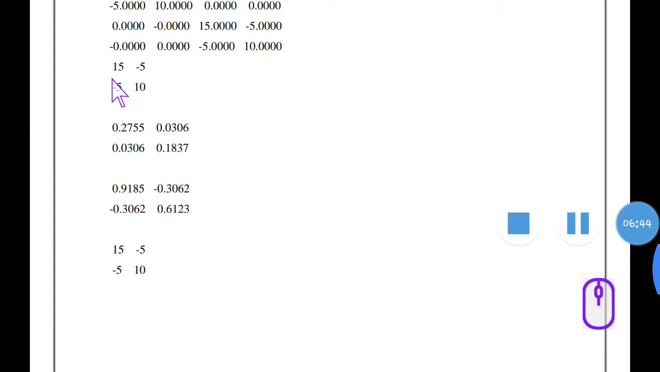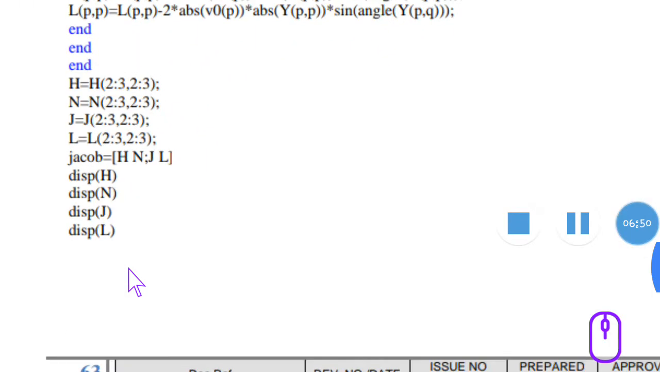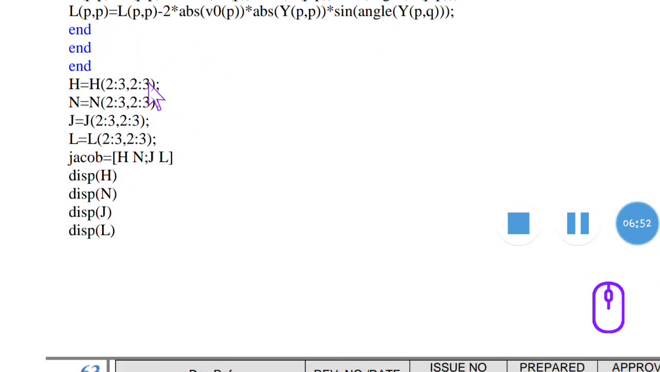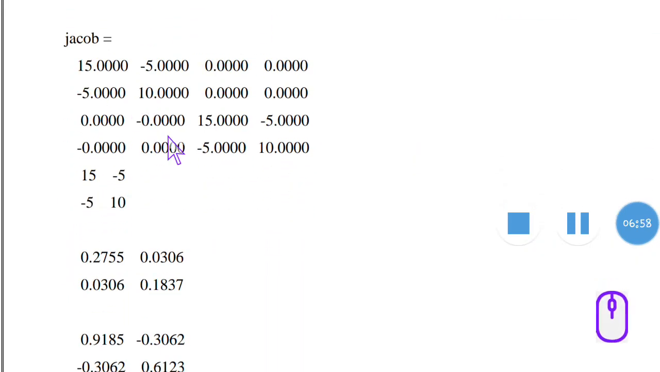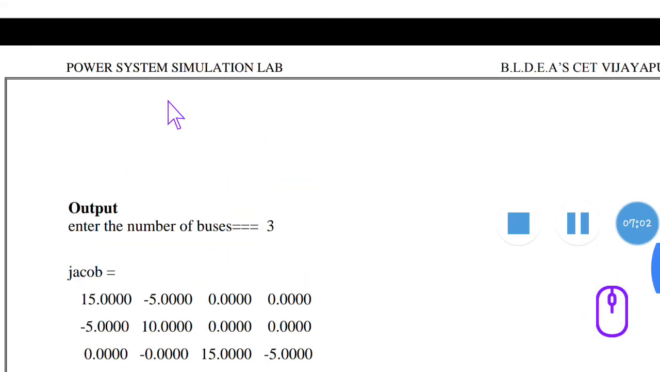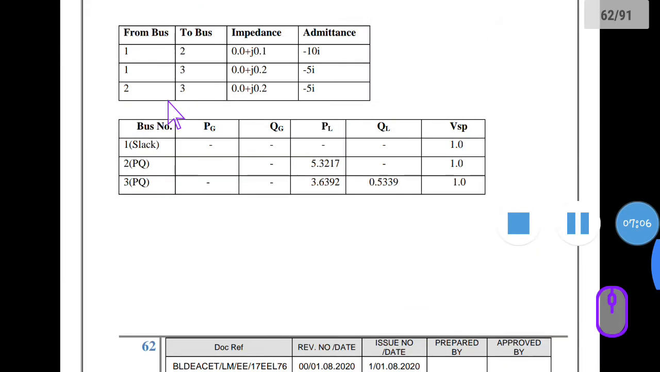So HNML, or HNJL. Okay, so this is the Jacobian matrix what we got. So 2:3 means second row, third row, second column, third column, just cut it, drag it, and wherever the two lines cross at the junction, that value we have to take. Okay, so those are the values we are getting. HNJL form.